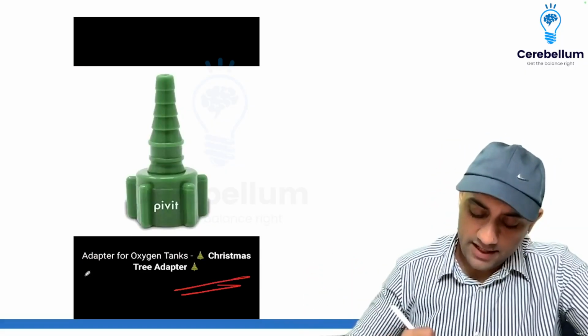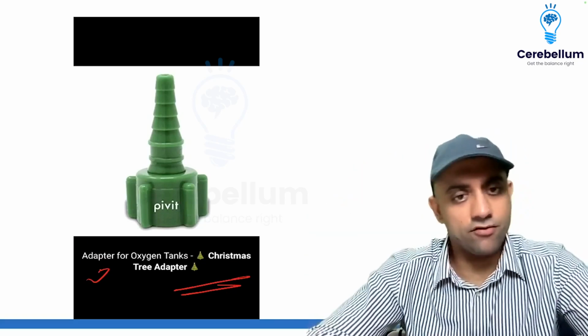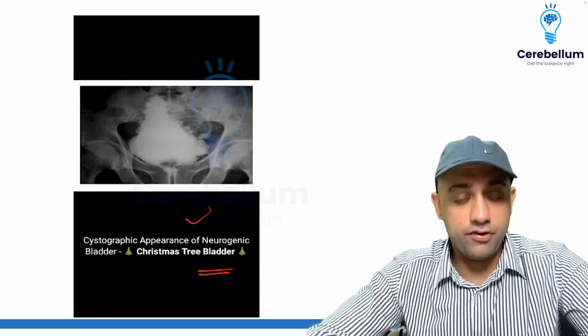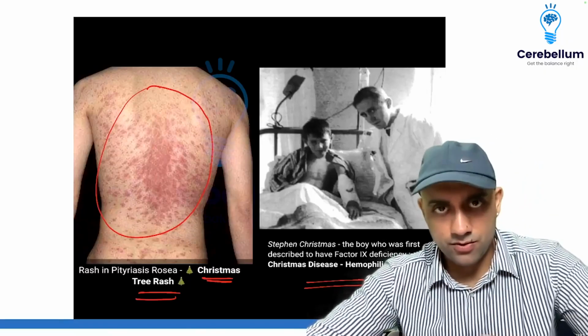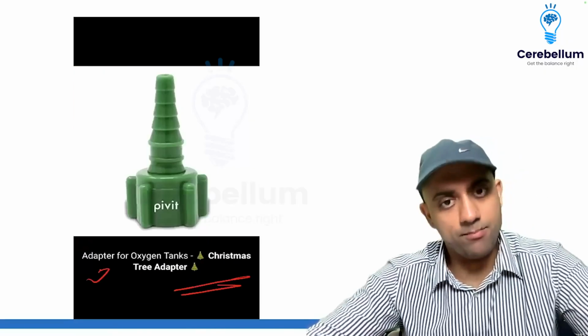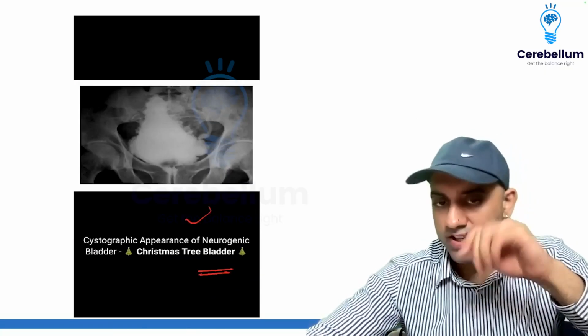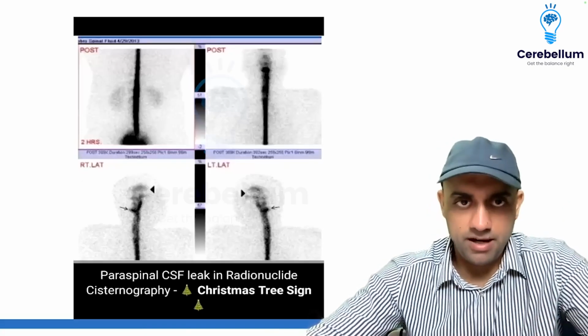Christmas tree adapter is like an adapter for the oxygen tank. Christmas tree bladder is seen in neurogenic bladder. Let's revise again. It's very easy. Christmas tree rash, pityriasis rosea. Christmas disease, hemophilia B. Christmas tree adapter will be for the oxygen tank, and Christmas tree bladder will be neurogenic bladder.